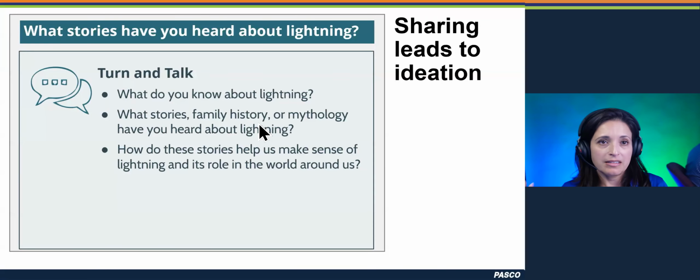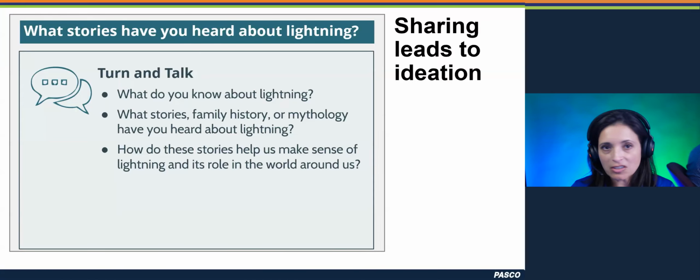So at this point, everybody's shared their noticing and wonderings, and we continue with discussion. Now we take it from the whole class sharing their ideas and noticings and wonderings, and we tell the students, hey, turn to each other, do a turn and talk, find a neighbor. What do you know about lightning? What stories do you know about lightning? What stories are shared in your family, or some mythology you learned about all around lightning?